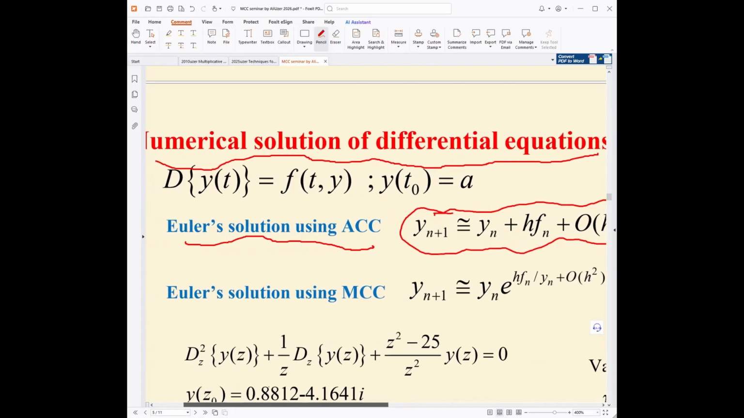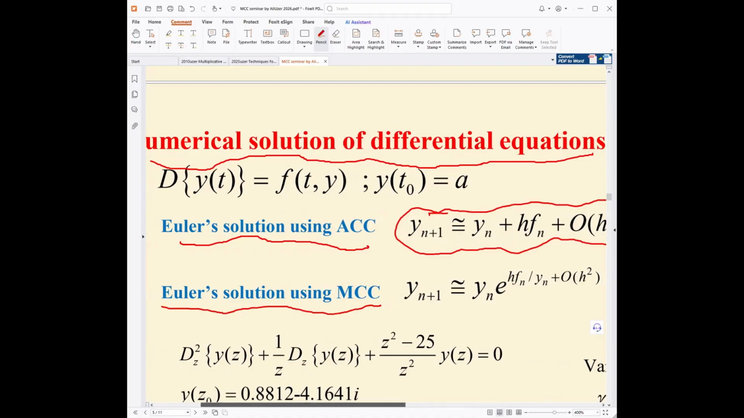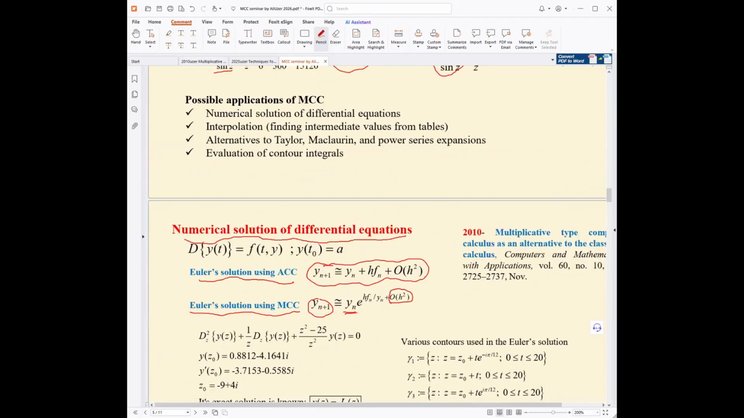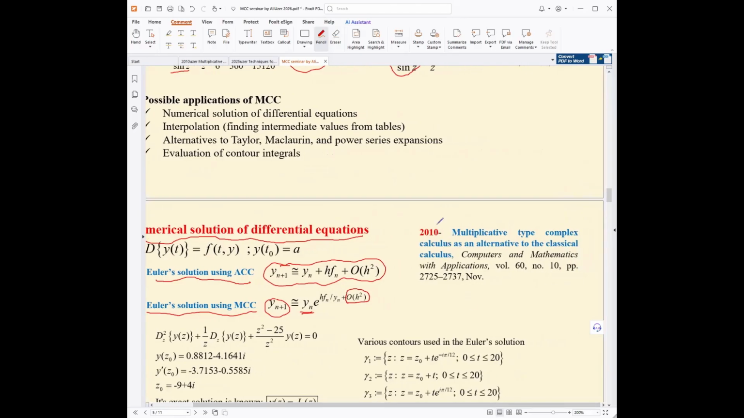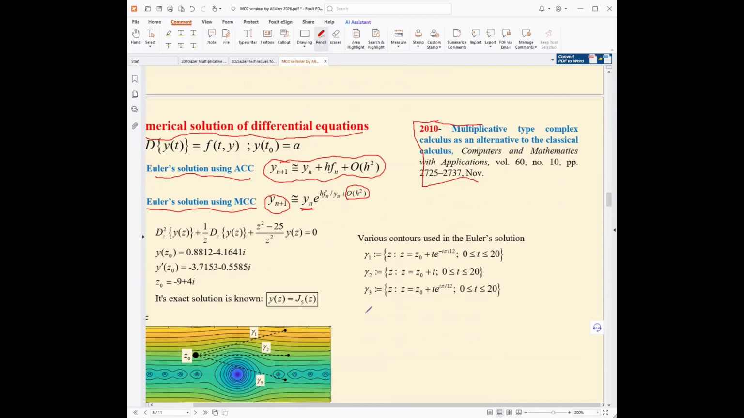If we utilize the principles of the multiplicative calculus, its solution should be in this form. The new value of the function should be equal to the actual value multiplied with an exponential of h times f over y_n, and this O(h squared) means the order of the error. This type of example was discussed in my paper in 2010, and it exists as a numerical example somewhere in that book.